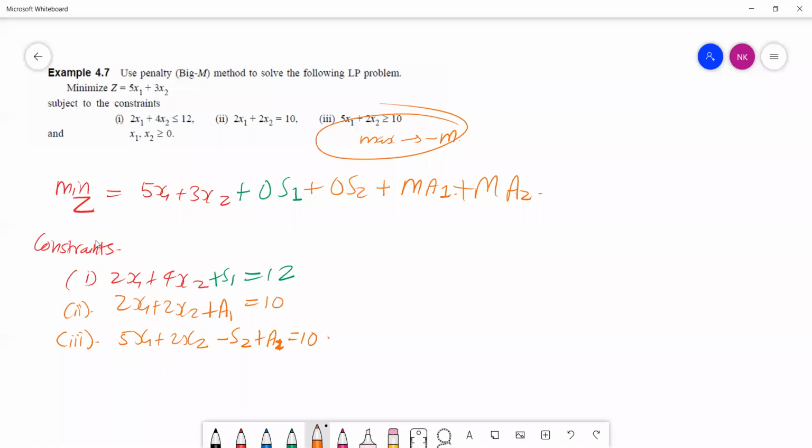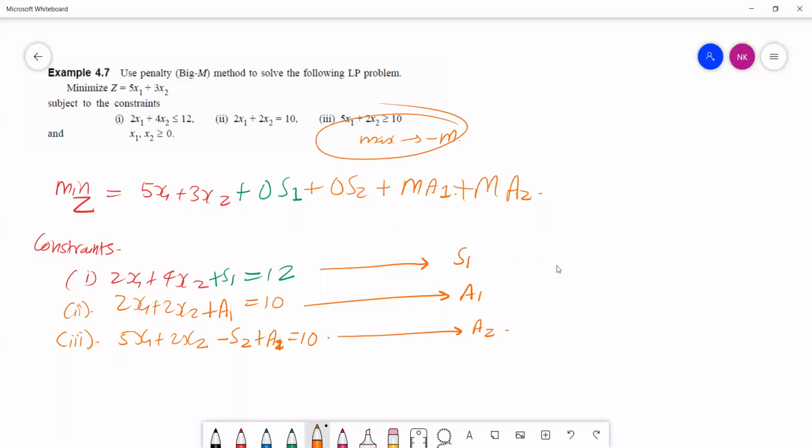Now you can just make the simplex table for this particular case. It will be S1 as your basic variable in the first step. In this, it will be A1 in your basic variable first step. This will be A2 in your basic variable first step. And now start building the simplex table.